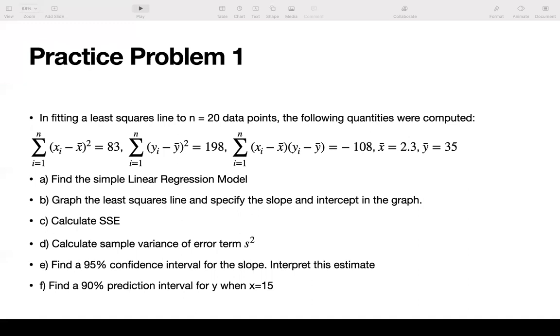We have the following questions. We have to find the simple linear regression model and graph it, and also calculate SSE and S squared. Lastly, we have to find a 95% confidence interval for the slope, interpret this estimate, and find a 90% prediction interval for y when x is equal to 50.